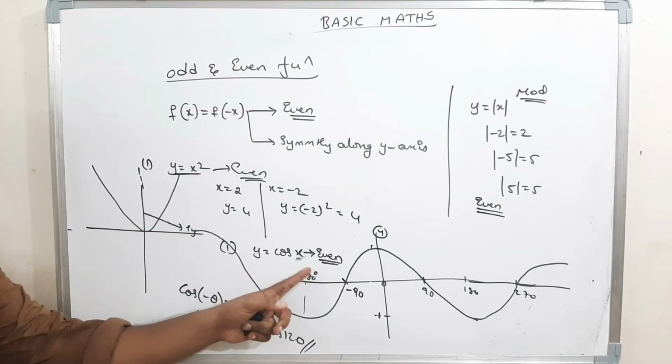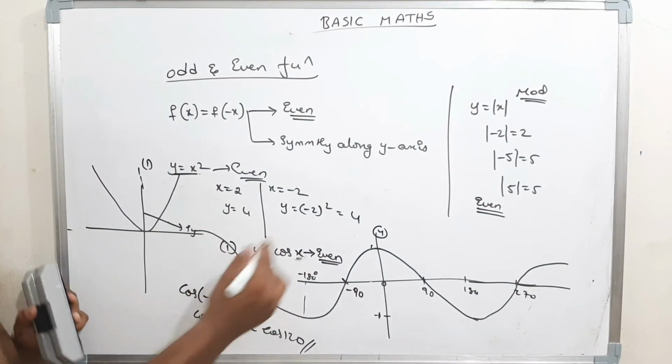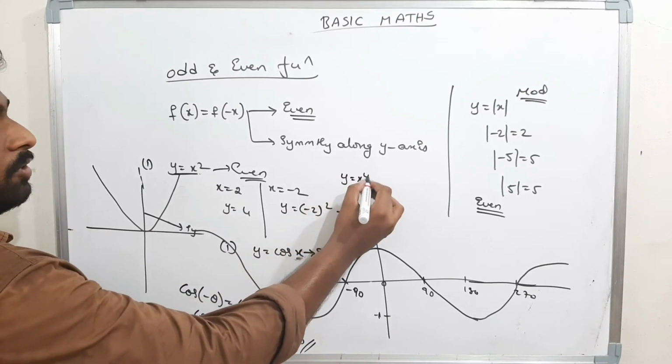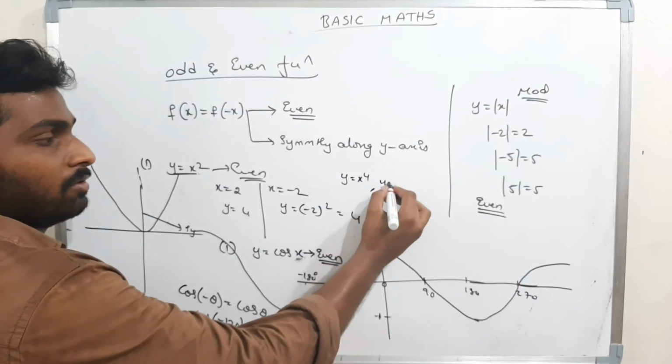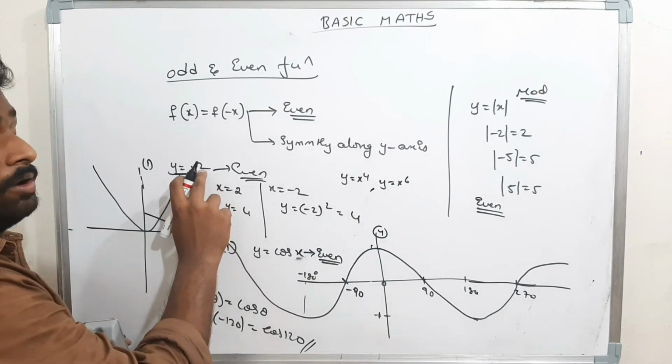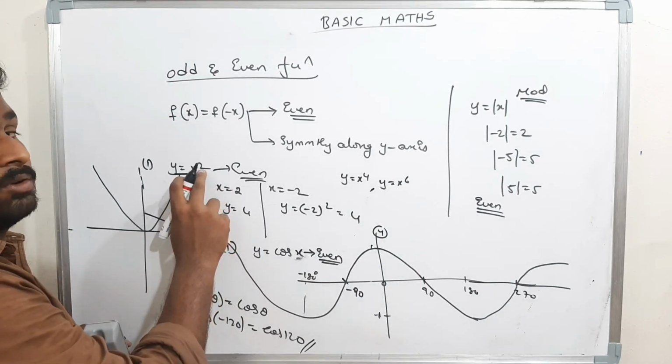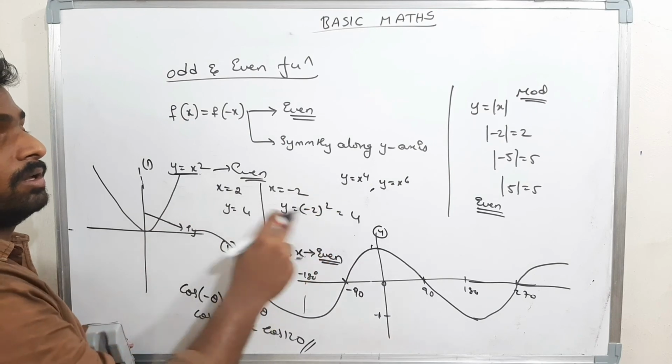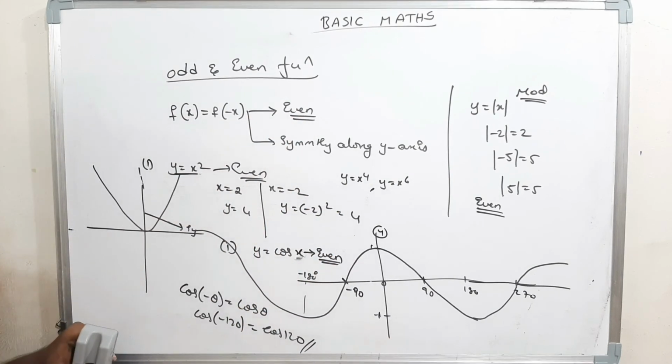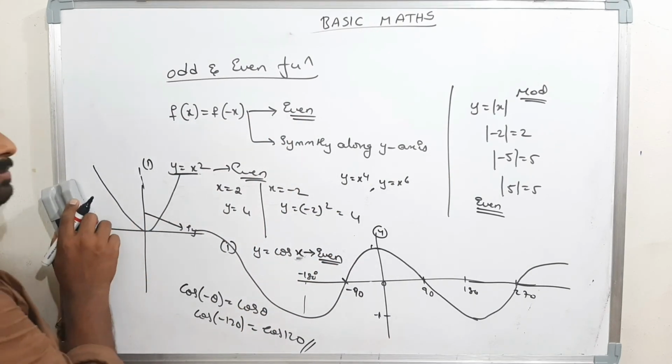Therefore, y is equal to x square, or y is equal to x power 4, or y is equal to x power 6, or any even powers. When it is an even power, then it is an even function. Now we will see what is an odd function.